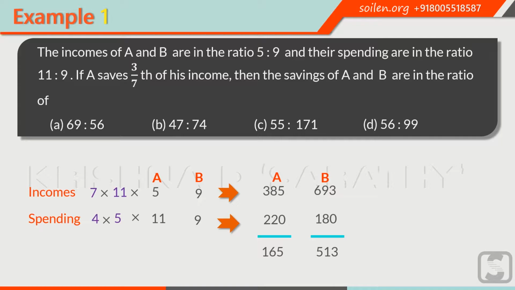3 is the common factor. Divide by 3 to reduce the ratio into lowest terms. And, here is the required answer, 55 to 171. The option C. So, the short trick works here perfectly. Let's take one more example.